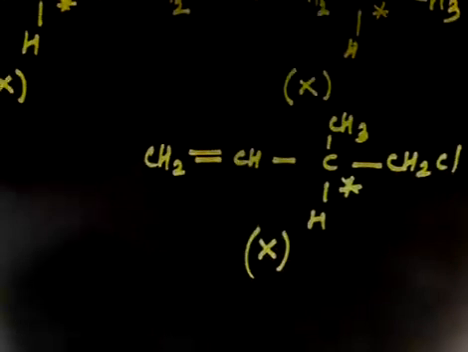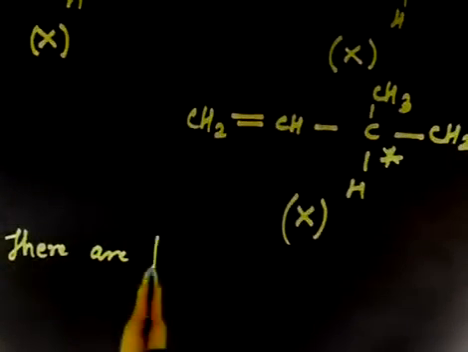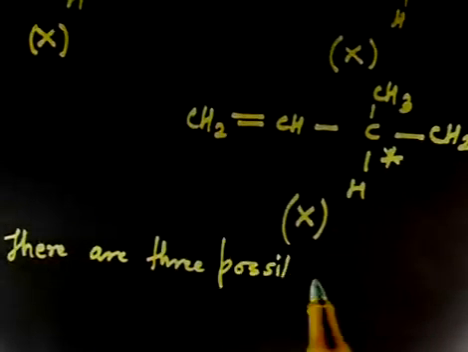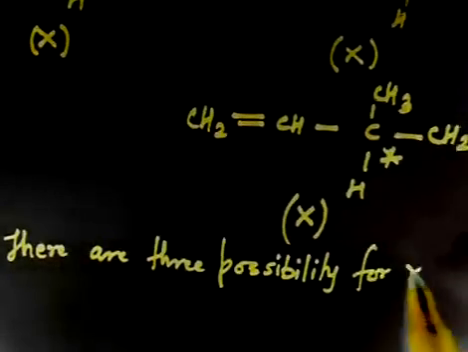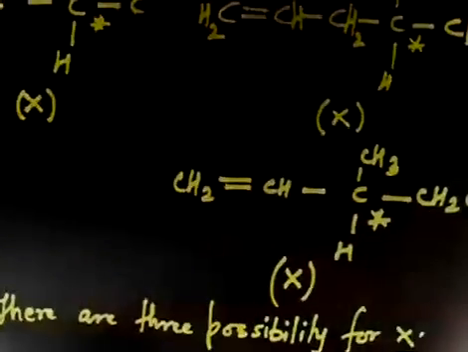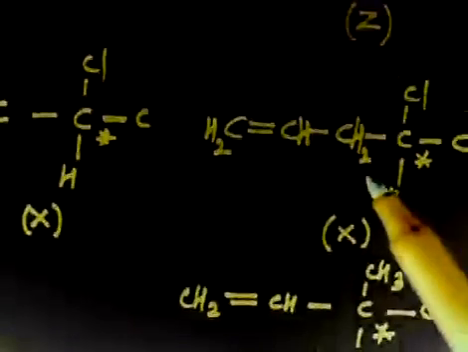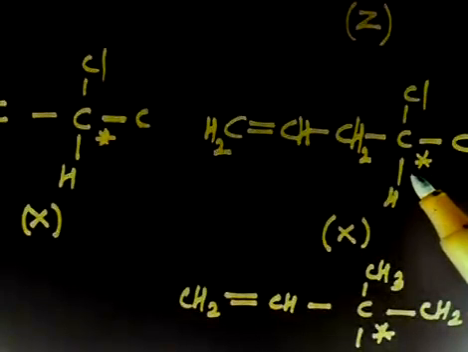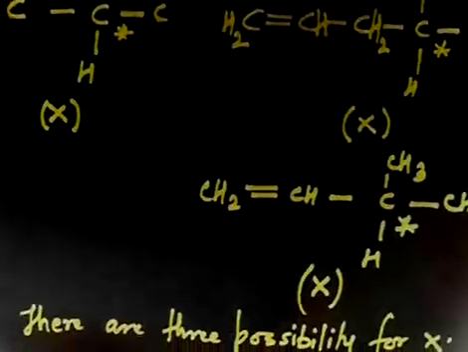So there are three possibilities for X. Similarly, we'll have three possibilities for Y. So after reduction, you will get this compound, and after reduction, you will have a different compound in this case. Are you getting it? So we'll have three possibilities.